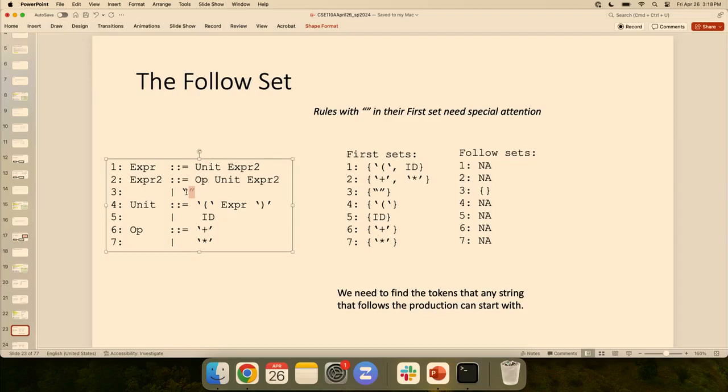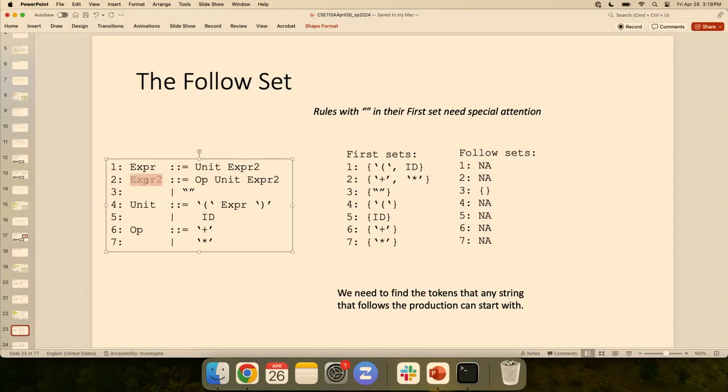This is essentially what's going to guide us to make this choice. Because right now, using the first set, we never have any information that would allow us to actually pick this, right? Because we're never going to have a token that's the empty string. But it does make sense. We are going to need to pick this rule occasionally. So we need to figure out what can follow an expression 2.